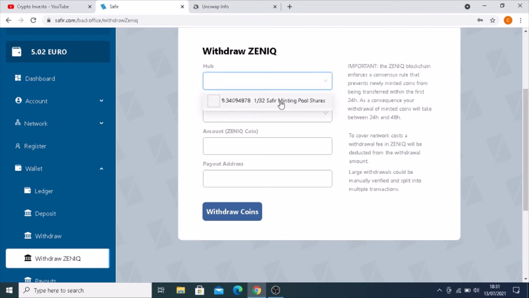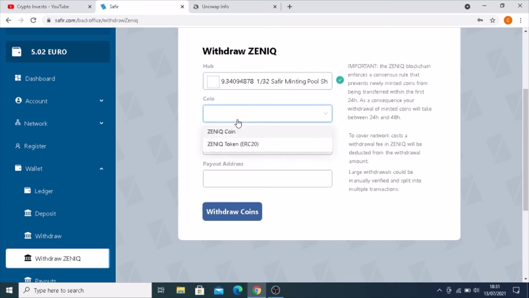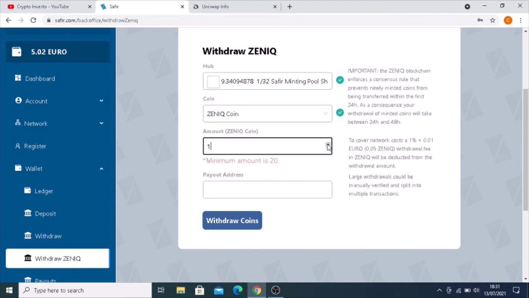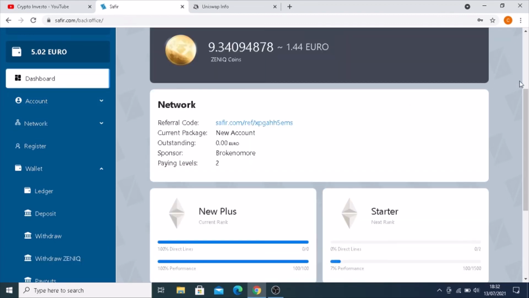So look, I would go from there, because that's the minting hub that I've got, and Zenic coin, and then the amount. There's a 1% cost on it, which isn't too bad, I guess. But when you've only got 1 euro, oh, the minimum is 20. That's interesting to know. So the minimum amount you can withdraw through Zenic coin is 20. So if things keep going the way they have been, it's going to be about 20 weeks before I can withdraw any money.